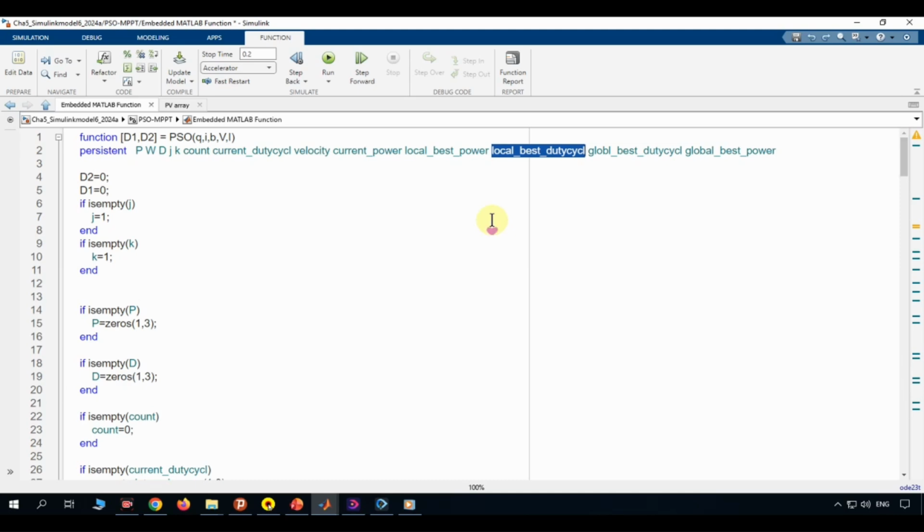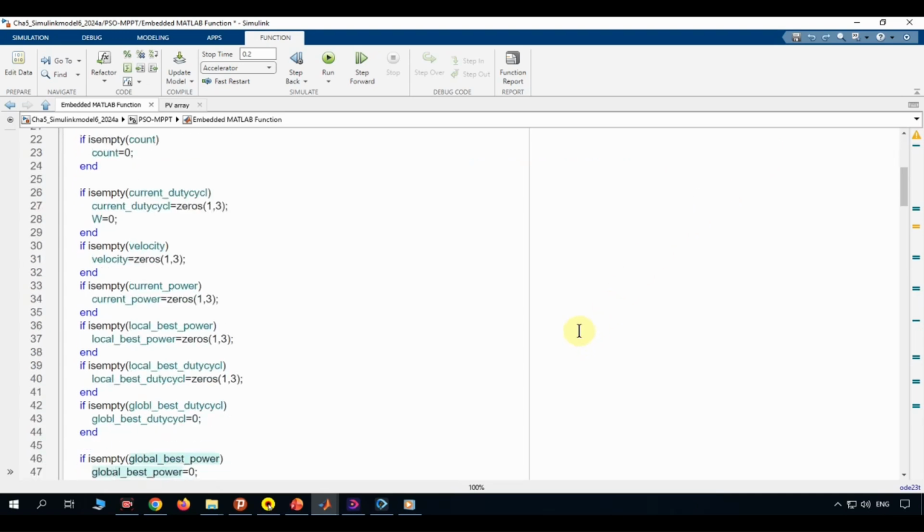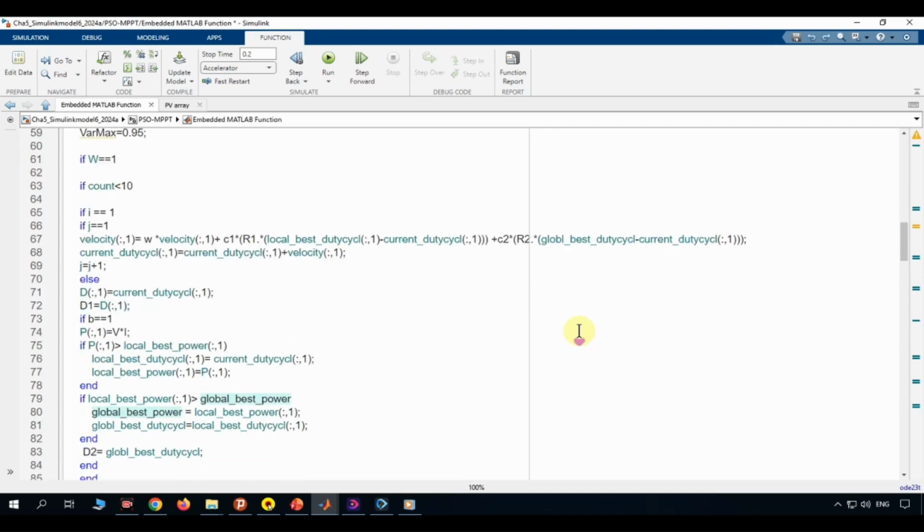In addition to the personal best of each particle, the algorithm maintains a global best. The global best represents the highest power found by the entire swarm. When a particle's personal best becomes greater than the current global best, the global best power and its corresponding duty cycle are updated. Therefore, the global best represents the most promising operating point discovered by all 3 particles.